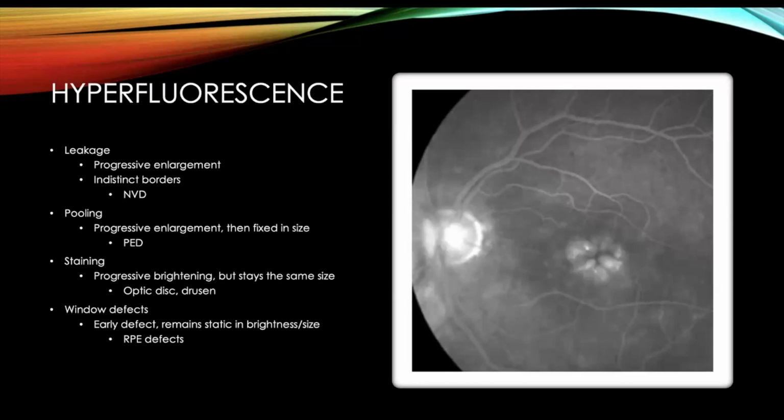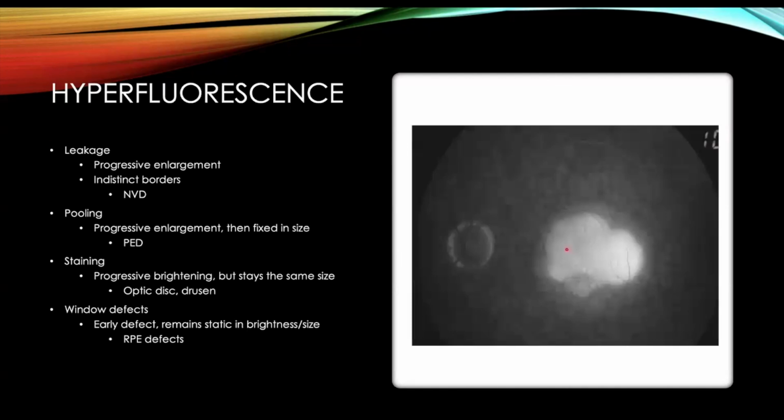Pooling is, as it suggests, pooling of fluorescein into an area that is predetermined. So it's going to progressively enlarge as that area is filled, but then it will be fixed in size after that. This is quite typical of something like a PED. It's essentially filling up that gap with fluorescein, but that gap is limited. So eventually it will stop, have a distinct border, and stay that size for the remainder of the FFA.